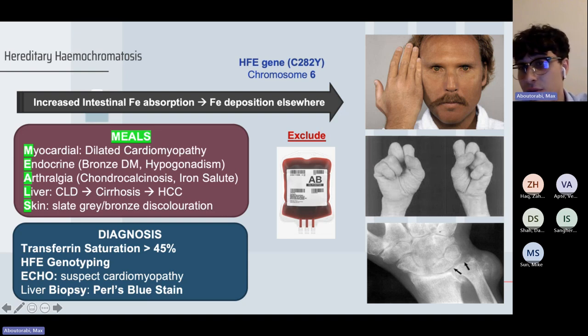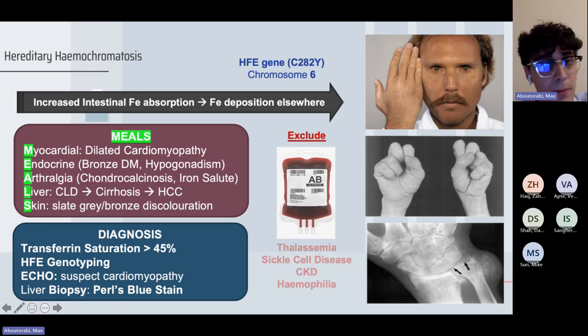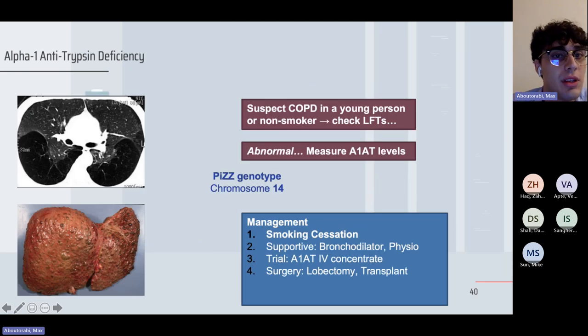If a patient has any reason that they can't do this, potentially because of a really high INR or poor clotting, then you want to consider something called desferrioxamine, which is an iron chelating agent. So it binds to the iron and prevents it from being deposited elsewhere. So some differentials you'd want to exclude are thalassemia, sickle cell disease, chronic kidney disease, and hemophilia. So I think this is one of the last slides, and then we'll take a break and go on to the SBAs.